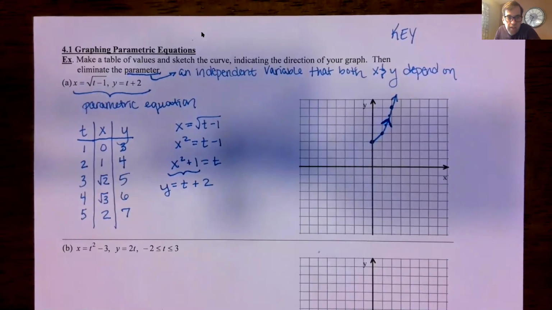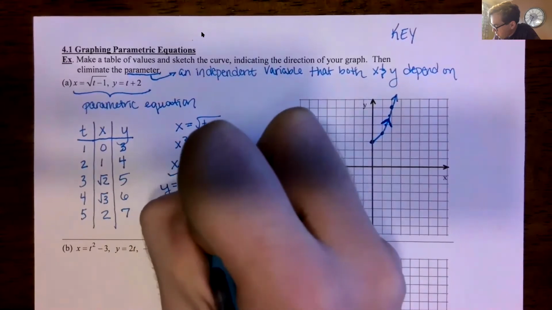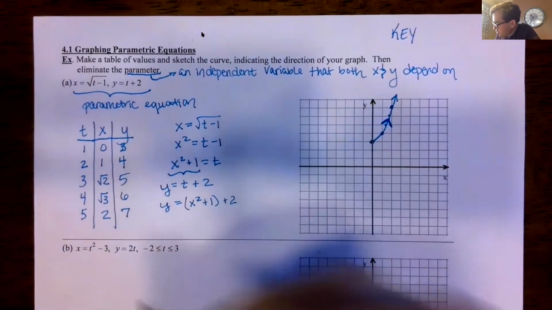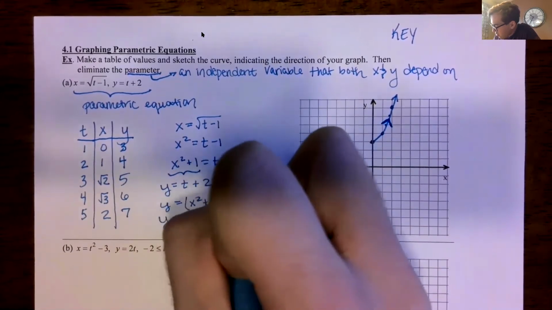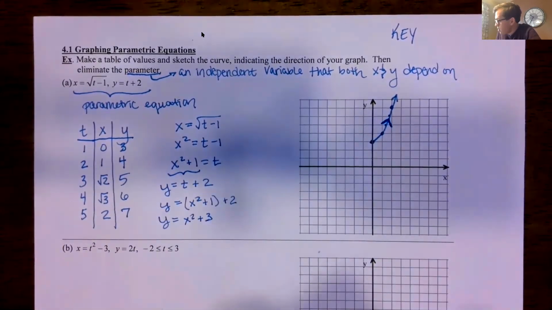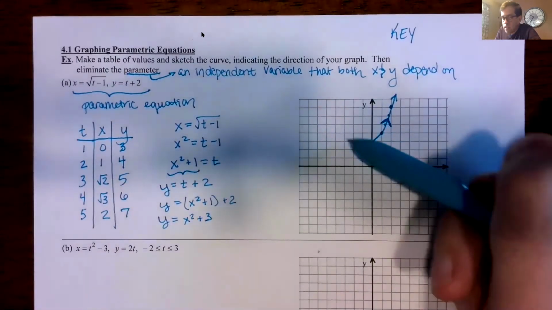So we have y equals t plus 2. So y is going to equal x squared plus 1 plus 2, or in other words, x squared plus 3. However, if you look at the graph, we don't have the entire function x squared plus 3. That would have a whole other half over here, and it's cut off.